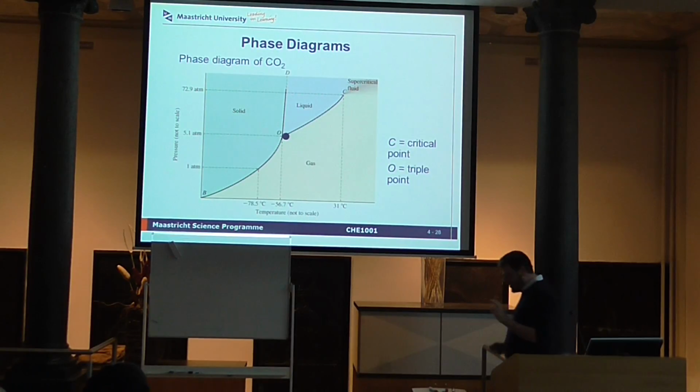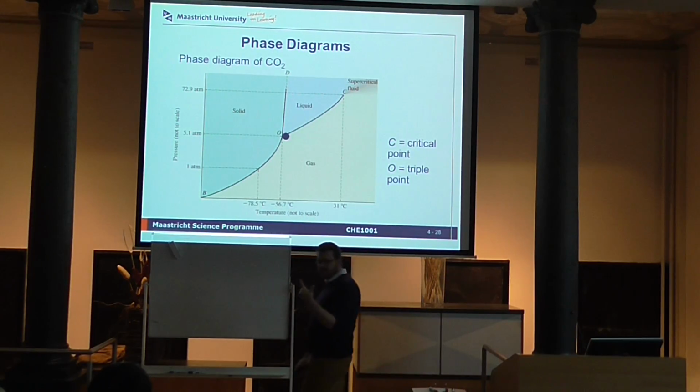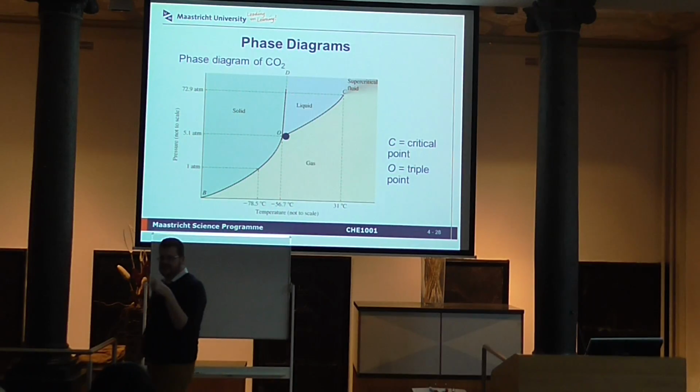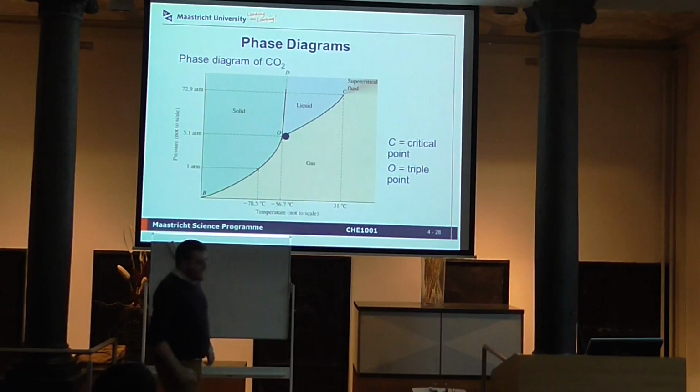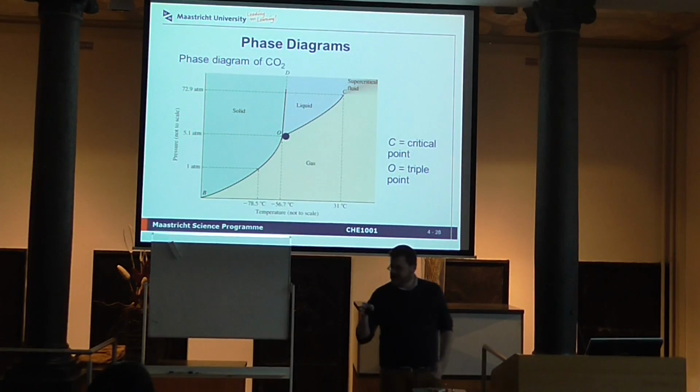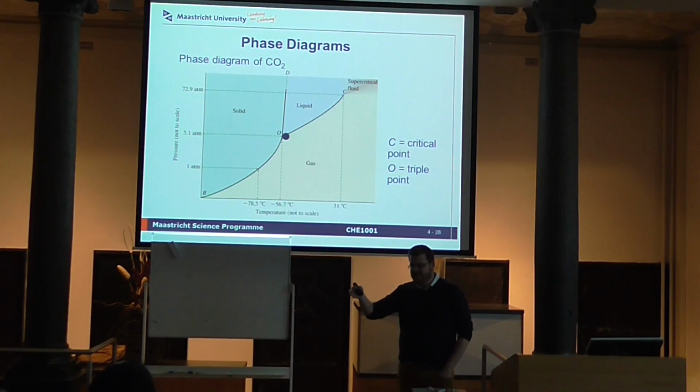Anyway, I just want to point this out. The triple point is where you have the simultaneous equilibria of all three phases of any substance. Phase diagrams of different substances look different, obviously. And the important thing is it enables you to predict how a substance is going to behave under different pressures and temperatures.